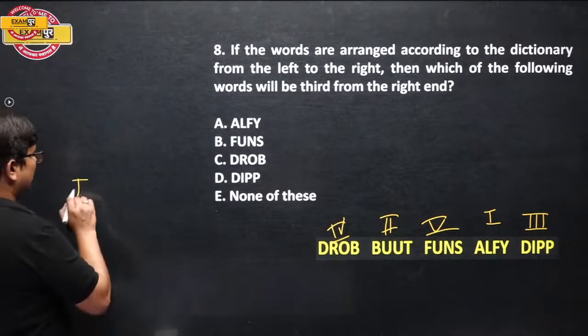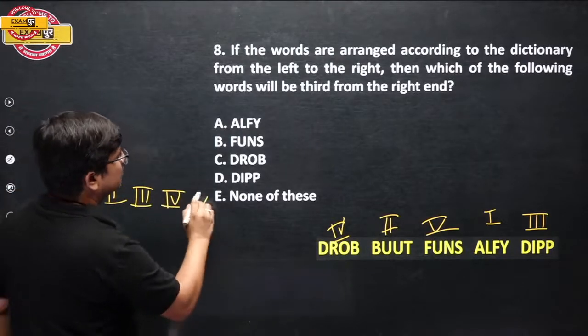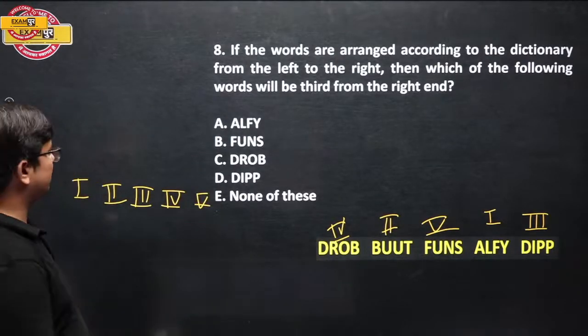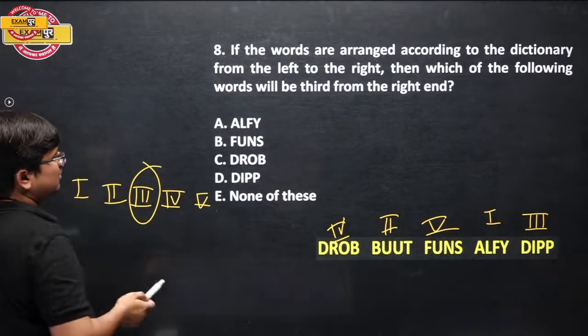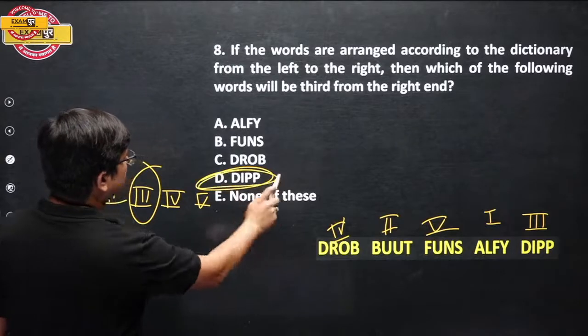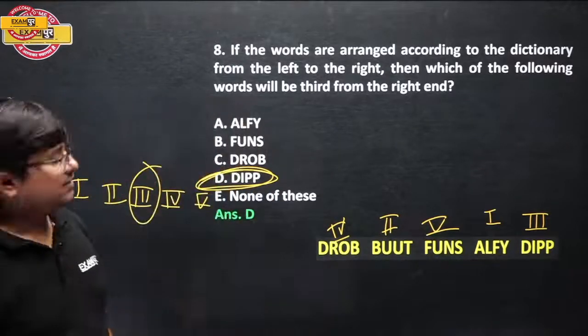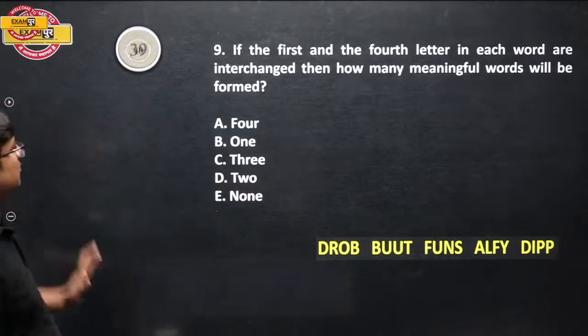Now see, words are arranged according to the English dictionary from left to right, and now the question is, which of the following words will be third from the right hand? Third from the right hand is this, and that is DI double P. All right, everyone. Fine. Now moving ahead. Quickly.